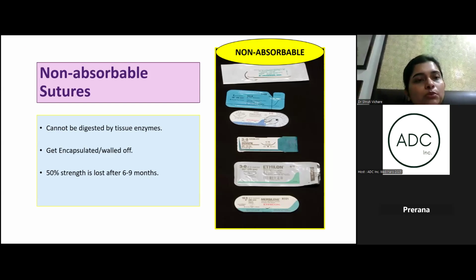Moving on to non-absorbable sutures, they cannot be digested by tissue enzymes, nor can they be hydrolyzed in the body, because they are non-absorbable or non-resorbable. So what happens eventually with these sutures? The body tries to encapsulate them and they get totally walled off. Although they are non-absorbable, 50% of their strength is lost at the end of around 6 to 9 months. So they really don't offer wound support after approximately 6 months. They just remain in place, but they will not offer any wound support after that.